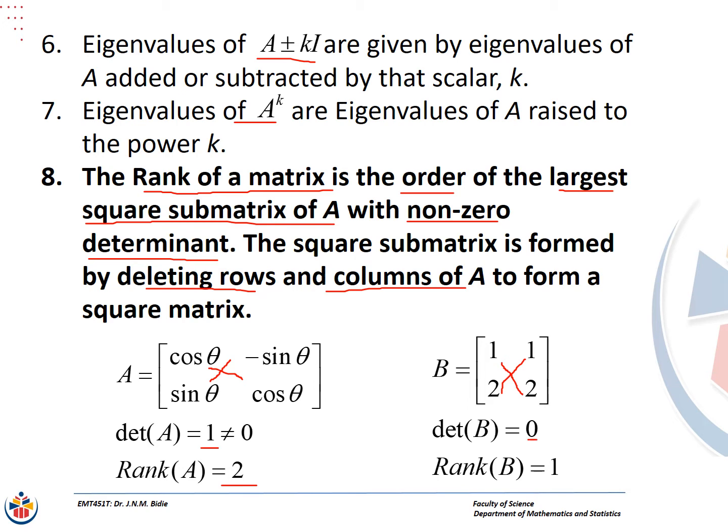So the next thing, remember, in order for us to calculate the rank, we need to get a square submatrix that will have a non-zero determinant. So delete the first column and the first row. Then we are left with the number 2. The number 2 is definitely not 0. Therefore, the rank of the matrix is from a 1 by 1 matrix, so the order is 1. Reason being, the 2 that has been left is not equal to 0. 2 is a 1 by 1 matrix, so its order is 1. Hence, the rank of matrix B is 1.